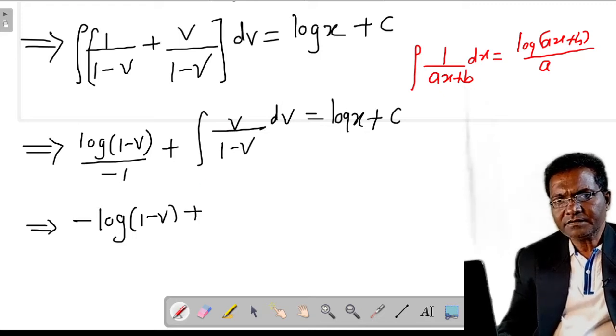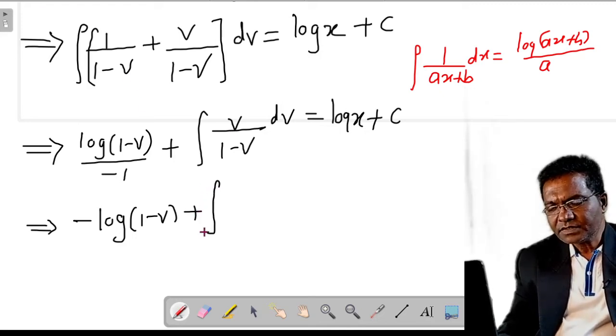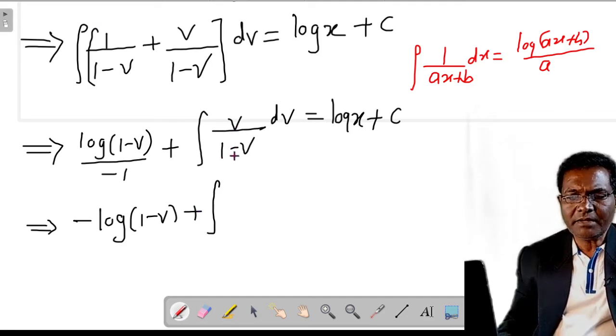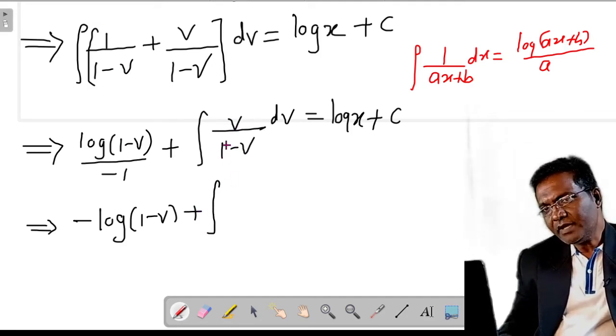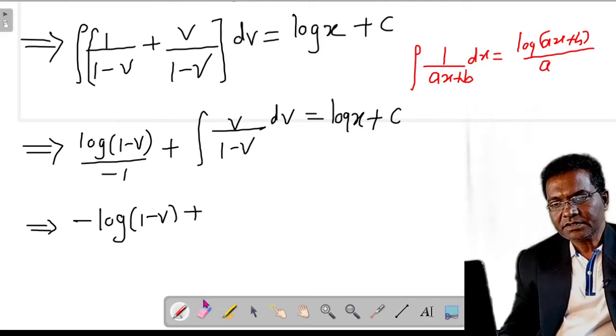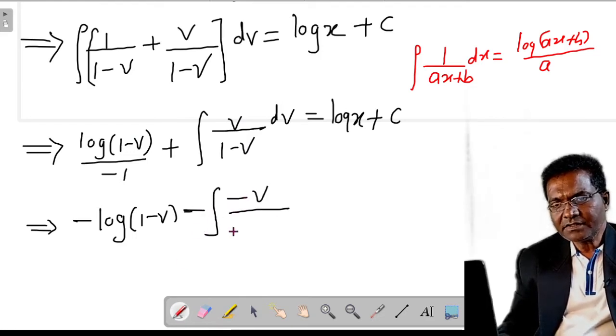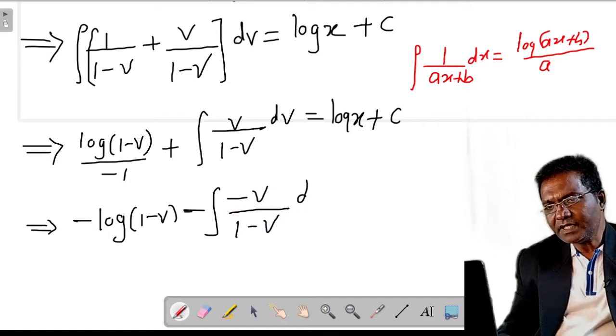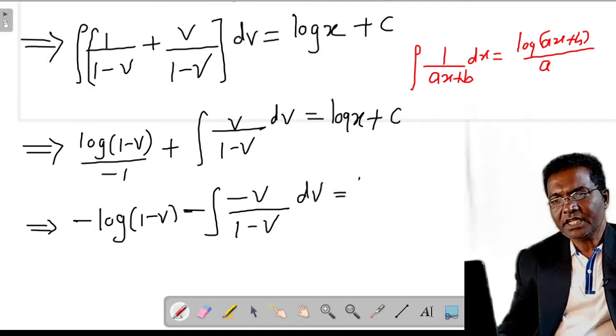Now in the second term, v by 1 minus v, I make some arrangement so as to get this term in the numerator. So what I do is I can write this plus v as minus of minus v by 1 minus v dv equals log x plus c.